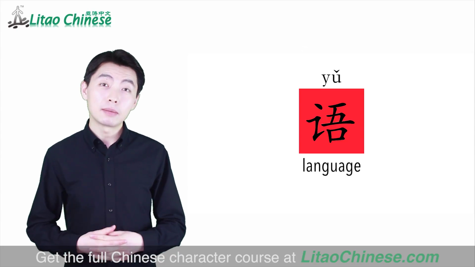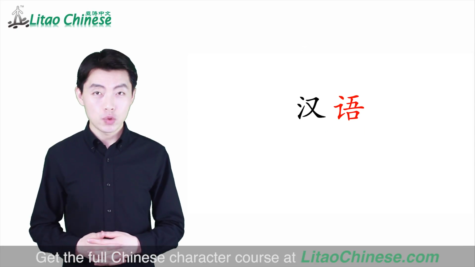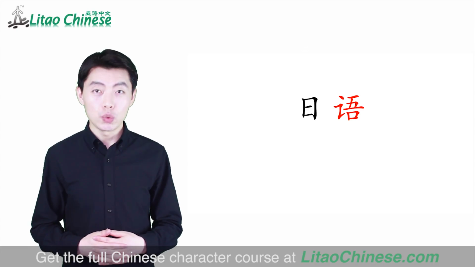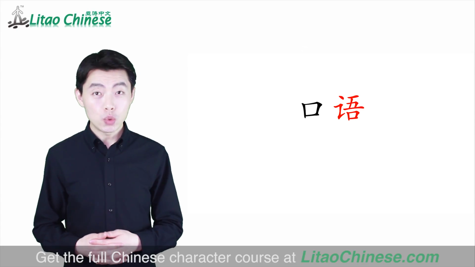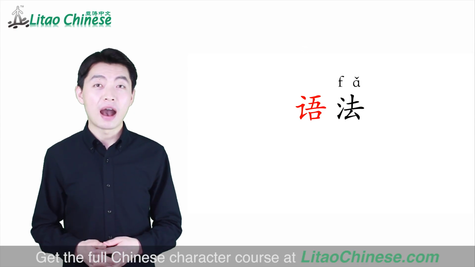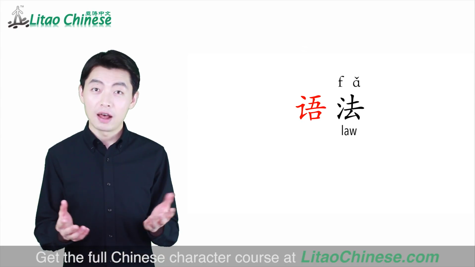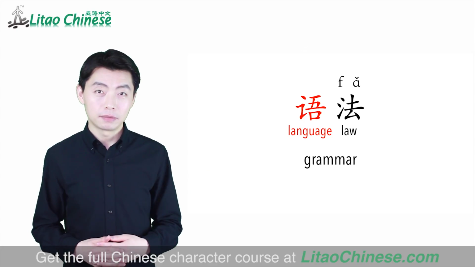Let's look at some examples with the character 语. 汉语, Chinese language. 日语, Japanese language. 口语, spoken language. 语法, 法 means law. 语法, language law. Actually, it means grammar.